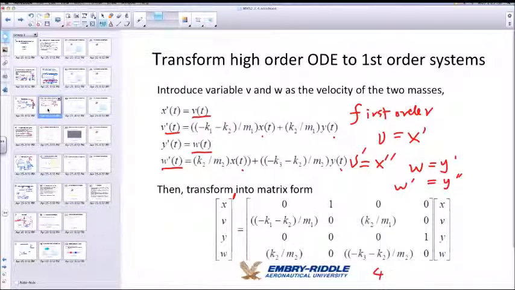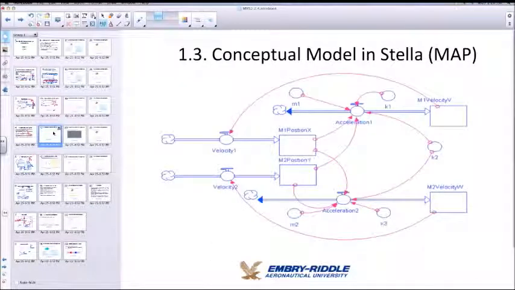This will be a 4 by 4 matrix. Not too bad. 4 by 4 in real applications is almost nothing. Once you build this system, I can build the standard model. Look, because you have 4 variables, how many tanks do we have? 4. And what are the 4? This is the x, this is the y, this is the v, and this is w.